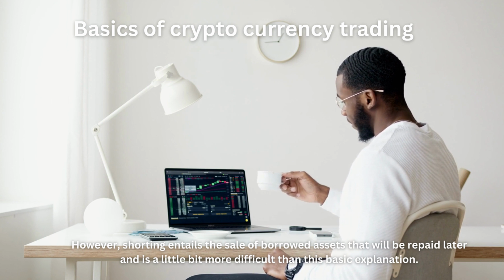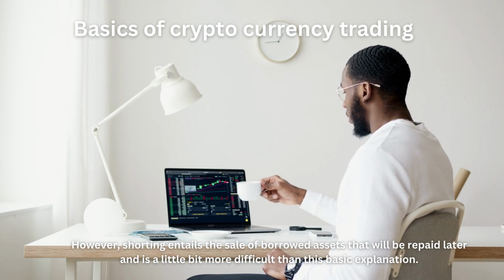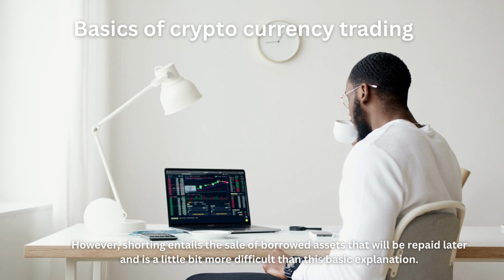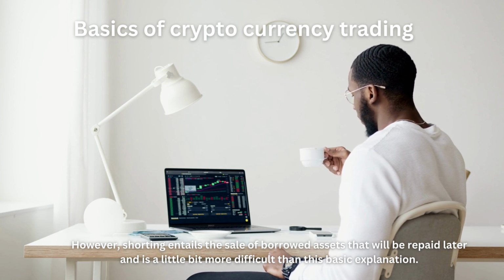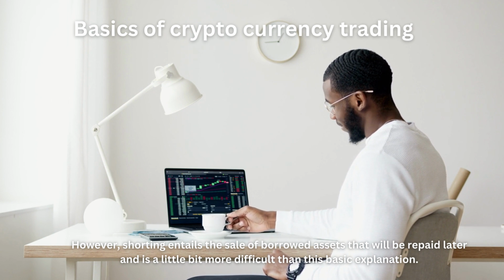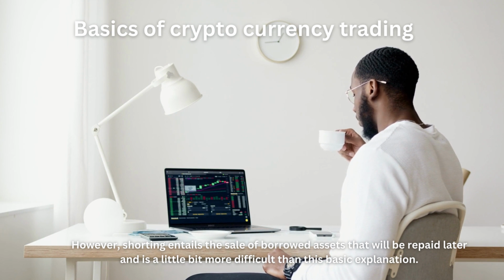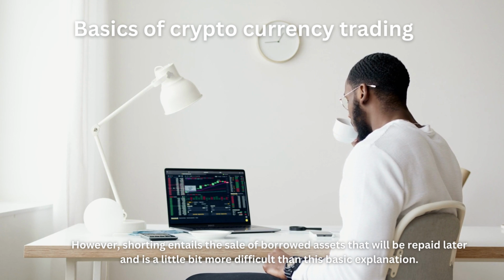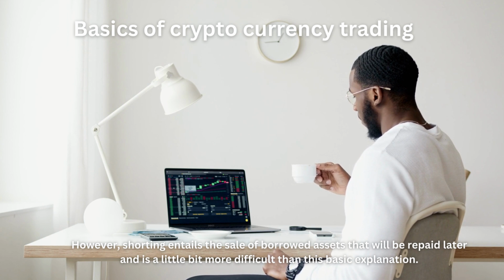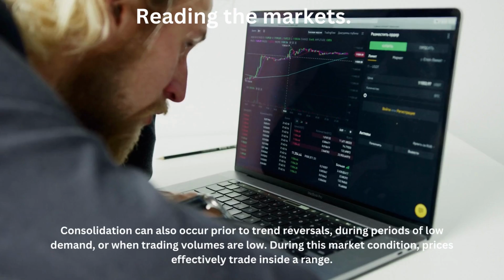Although this is typically sound advice to abide by, there is the additional consideration of longing versus shorting assets. Going long on an asset, or longing, is purchasing an asset and making money off of the asset's rising price movement. Contrarily, selling an asset with the goal to buy it back when its value drops below the level at which you sold it, in order to profit from a price decline, is known as shorting an asset. However, shorting entails the sale of borrowed assets that will be repaid later, and is a little bit more difficult than this basic explanation.